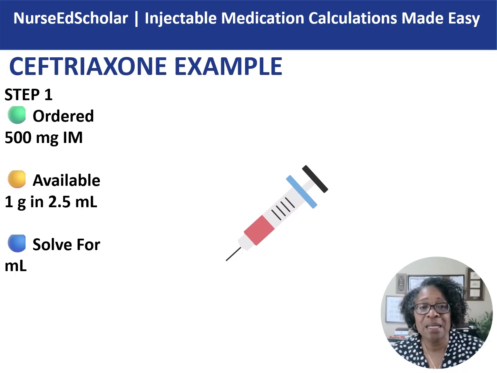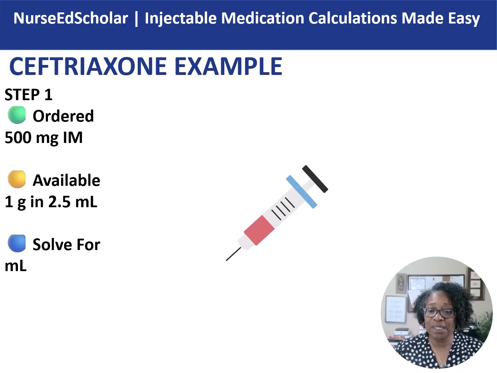Let's move on to another medication. So we have ceftriaxone. It is an antibiotic, it's a cephalosporin. And so the provider orders ceftriaxone 500 milligrams IM. And the available concentration is ceftriaxone 1 gram, reconstituted to 2.5 milliliters. Okay. So what are you going to do first? What would you do first?